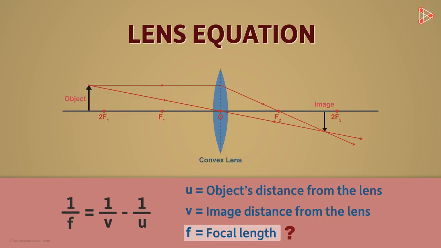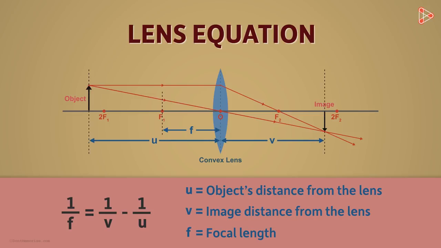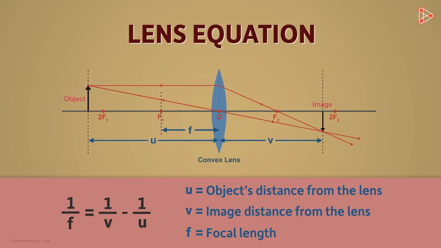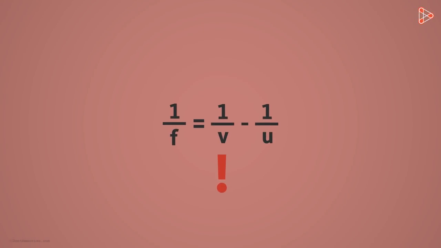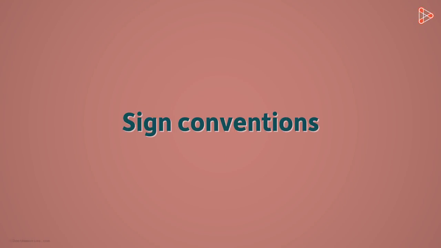What will be f here? It is the distance between the optical center O and the principal focus of the lens. This distance will be equal to f. And this distance will be u and this will be v. This lens equation is valid for all spherical lenses as well as for any position of the object. However, we can't use this equation directly. There are some sign conventions that we must follow before using it.